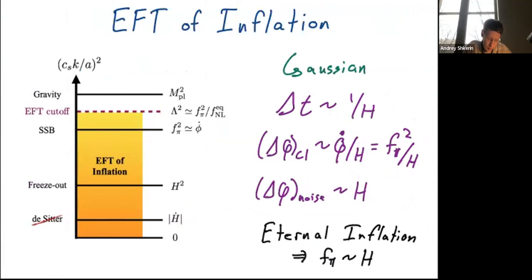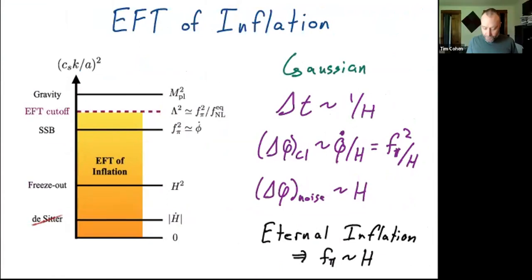So something that comes out of this EFT description is that we have basically time steps which are governed by Hubble. Okay, and you can think about the classical evolution. Okay, it is just given by the slow roll, so phi dot, normalized by the Hubble constant. And just using the parameterization of the EFT of inflation, this is related to the pion decay constant squared divided by Hubble, okay, through this relation.